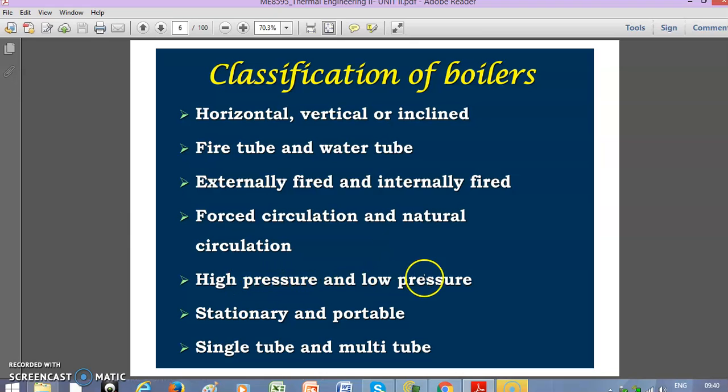And we have high pressure and low pressure boilers, which depends upon the pressure of the steam we get out. And stationary and portable. Stationary is fixed, it cannot be moved. In large, high capacity power plants we construct this type of stationary boilers. Portable is where we can transport it wherever we require. Then single tube and multi tube. Single tube is low capacity, and multi tube is for high capacity.